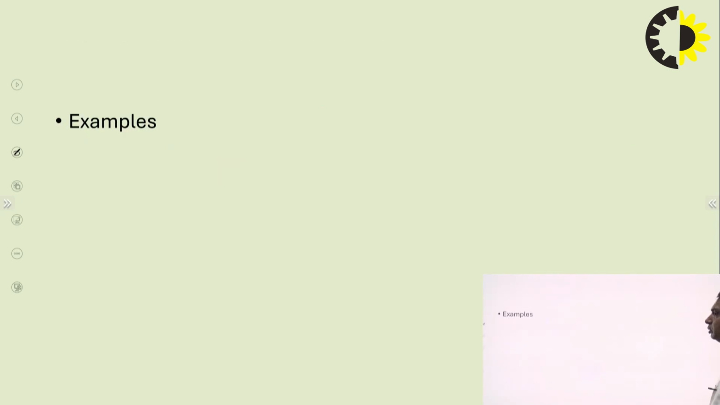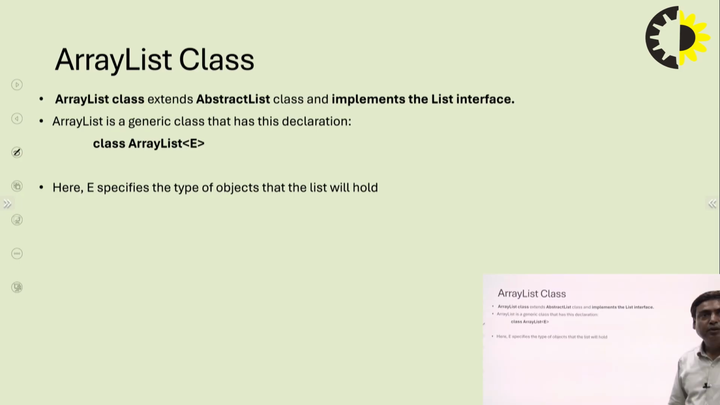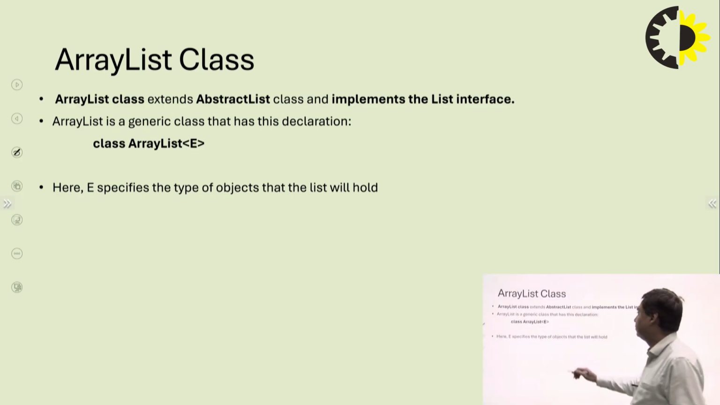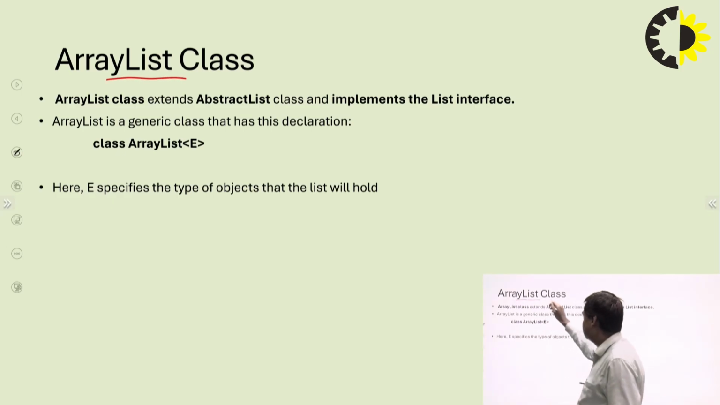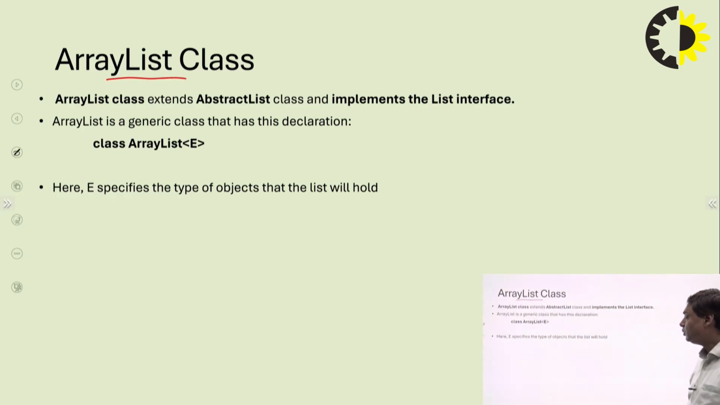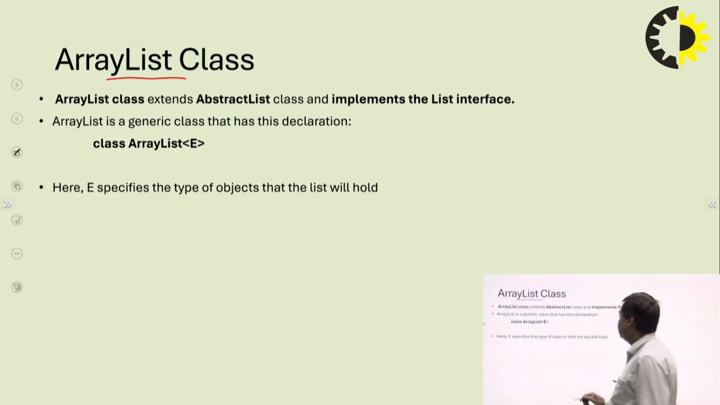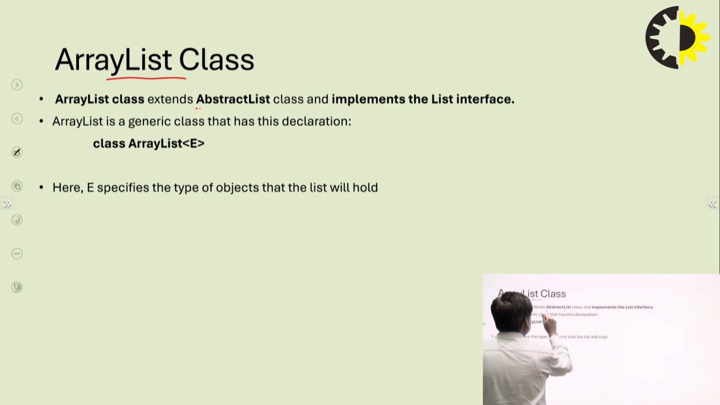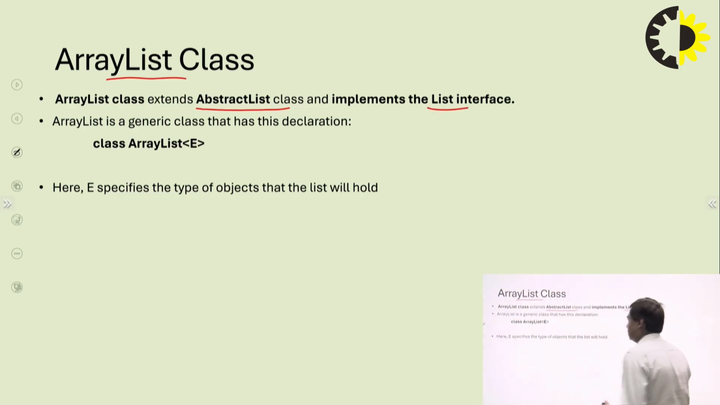Now, we have some examples. One of the collection classes is ArrayList. In this video I am going to discuss only a few classes to understand the basics of collection. ArrayList is a class and it extends the class AbstractList and implements the List interface. So, basically ArrayList is a subclass of the superclass AbstractList and it implements the List interface.